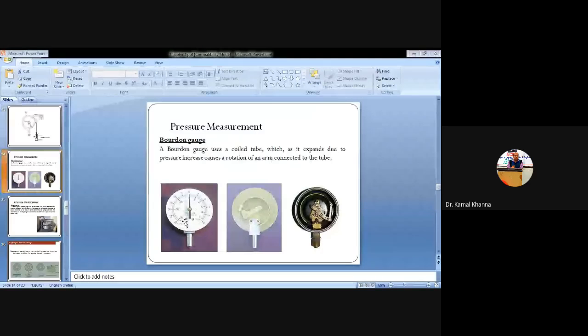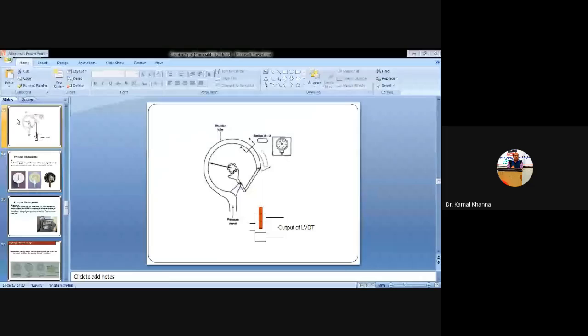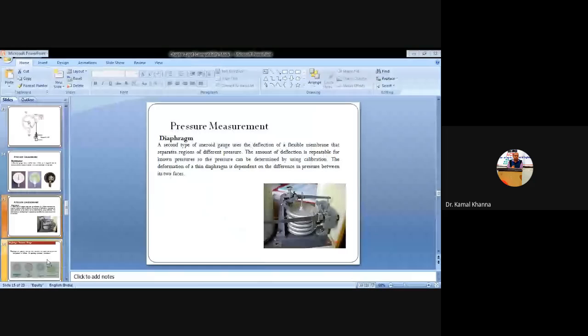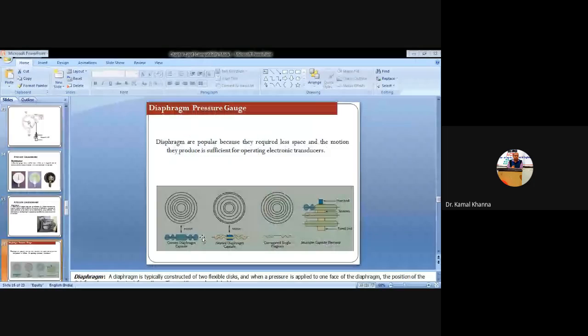Next is the diaphragm pressure gauge. In the case of the Bourdon tube, we have a C-shaped or elliptical tube which expands as soon as the fluid enters into it. Whereas in the case of the diaphragm, they are basically popular because they require very little space, and the motion they produce is sufficient for producing any electronic signal also. As you can see, blood pressure is measured with the help of a diaphragm in the manual device, as the doctor uses to measure the blood pressure in human beings.